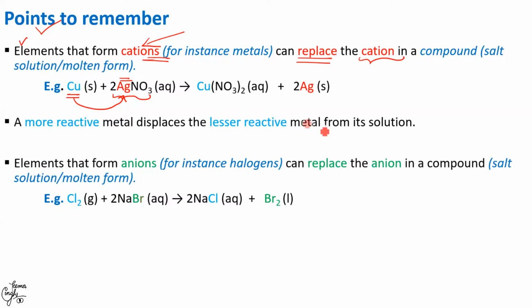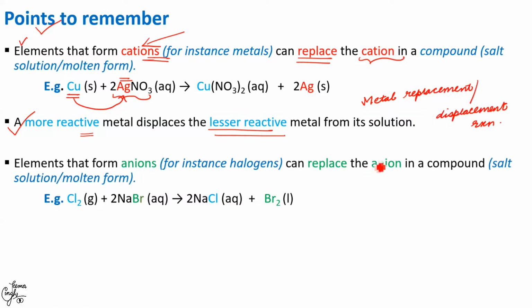Now the second point is quite familiar to us. A more reactive metal displaces the lesser reactive metal. Well students, this video deals with both these points. Such a displacement reaction involving displacement of a metal by a more reactive metal is also known as metal displacement reaction or metal replacement reaction.